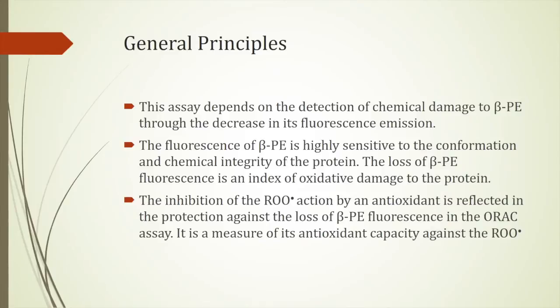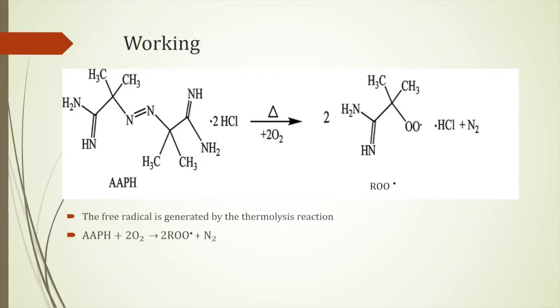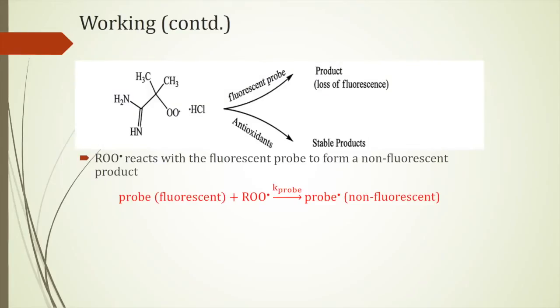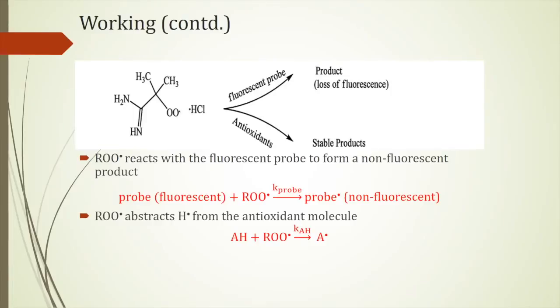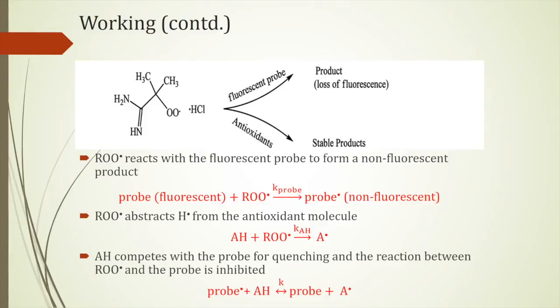capacity against free radicals. In this assay, AAPH acts as a free radical generator, and in this reaction we can see that from one molecule of AAPH, two free peroxy radicals are formed. These free radicals attack the probe, which leads to a change in its conformation, which in turn leads to a loss in fluorescence. But in the presence of antioxidants, the free radicals get reduced. So the antioxidant competes with the probe to reduce the free radicals, and this inhibits the oxidation of the probe, and this minimizes the damage to the probe by free radicals.